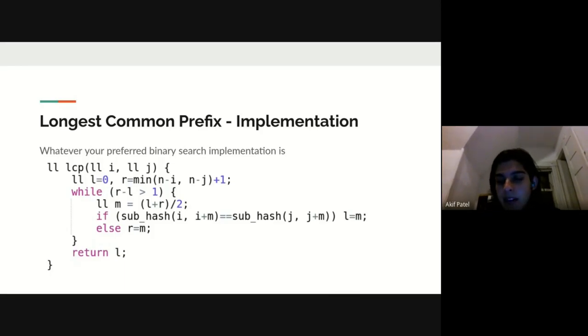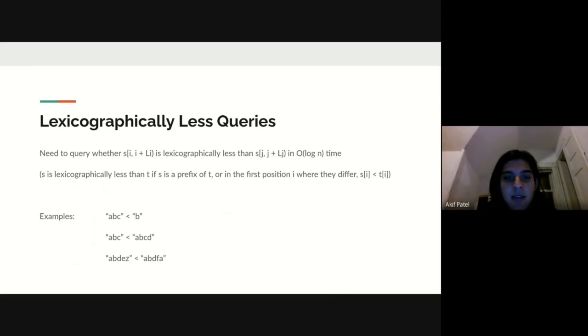Okay, let's keep going. So our next problem is lexicographically less queries. We need to query whether some substring starting at I of length LI is lexicographically less than the substring starting at J of length LJ. And again, can we do this in log n time? And just so you remember, the definition of lexicographically less is like alphabetical order. It's how you sort words.